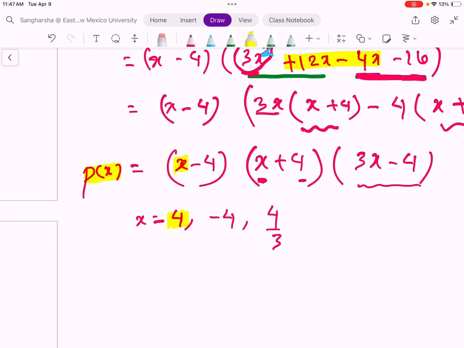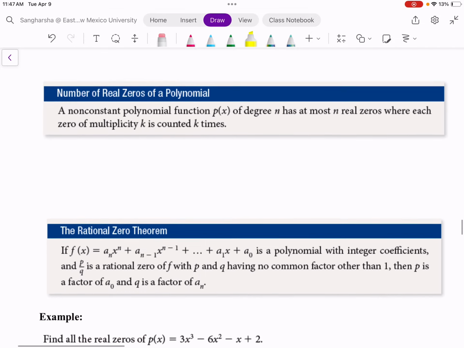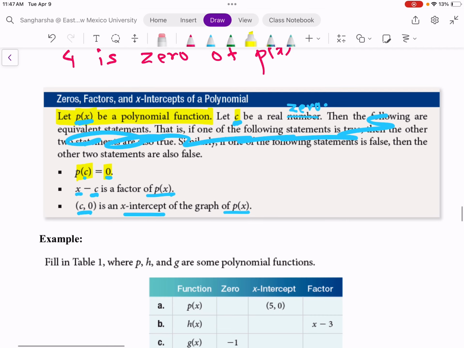So you have any number, if that number is a real 0, then that same number is an x-intercept, and x minus that number is a factor. And the next thing is that your output for that input is always equal to 0. So you should know these three concepts. Once you know c is a real 0, the output is always equal to 0, x minus c is a factor for that polynomial, and c, 0 is the x-intercept.